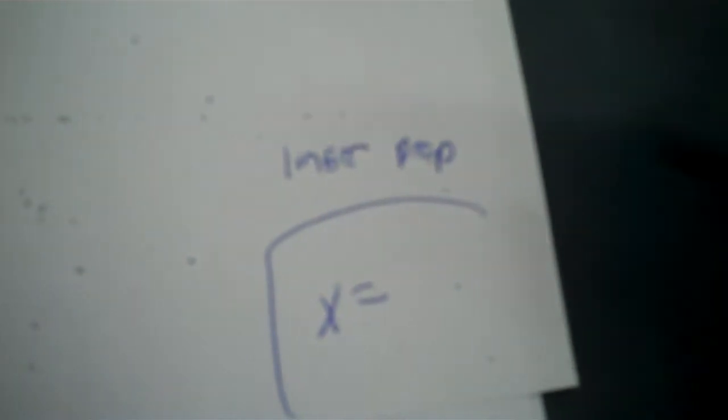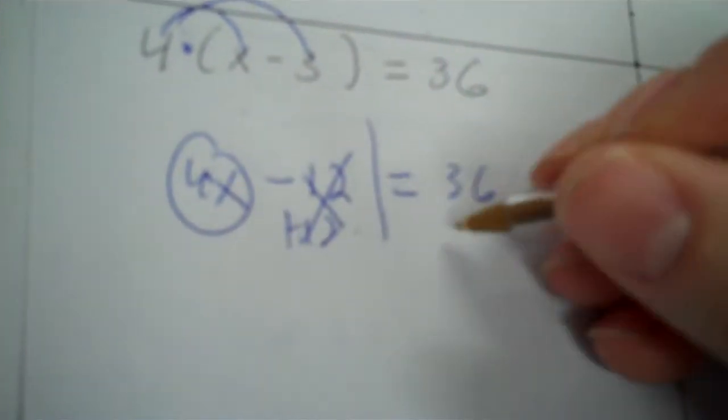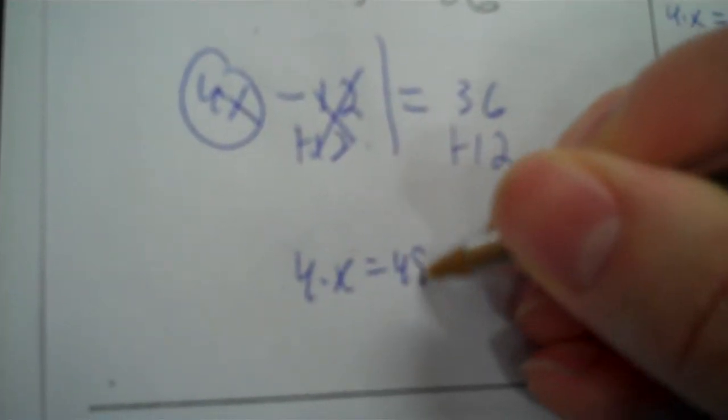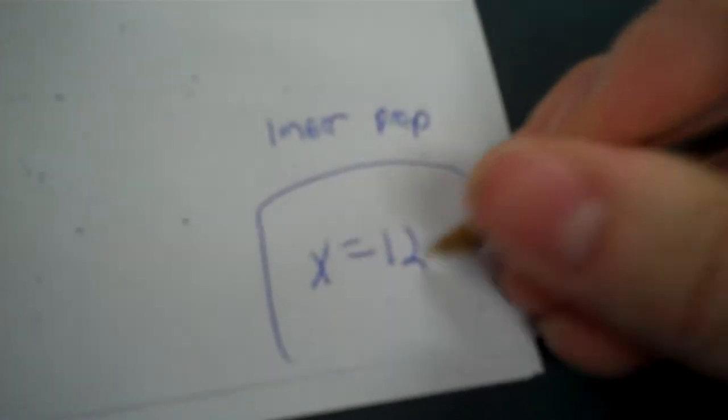And now you just solve it using linear properties, but you don't do the square root. No square root, though. So we got times and minus, so plus 12, and that's 48. Divide by 4, 48 divided by 4 is 12. So you got to be careful. The second power is not always there.